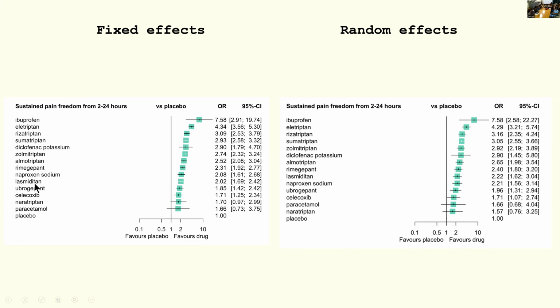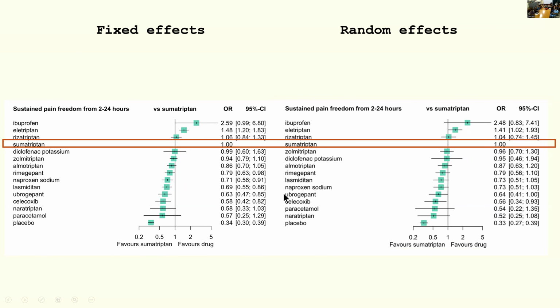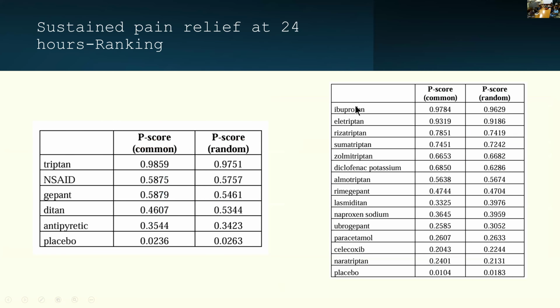And the other thing I wanted to see was lasmiditan. Lasmiditan was over here. So actually, if you're looking at sustained pain relief at 2 to 24 hours, it seems to be doing better. Brufen seems to be doing better, although in the immediate pain relief, lasmiditan seems to be doing better. So here again, you have done a ranking and you find that brufen is the best, followed by triptans.